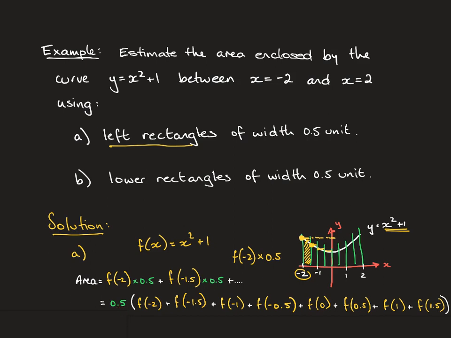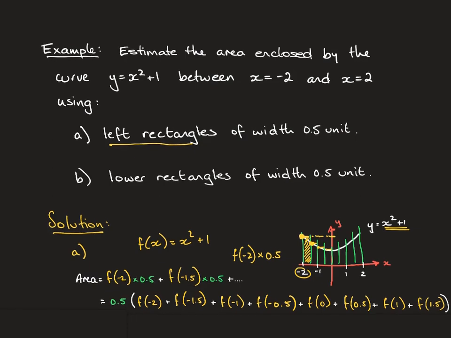Now, you need to be very careful. Left rectangles are fine, and you can see that there's definitely a pattern here in the x values going up by 0.5 each time. But that's not always the case. So just double check with your picture to make sure that you've got the right values here. So I'm not going to work that out by hand.